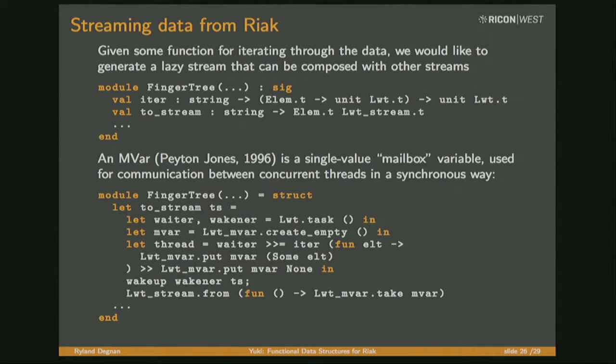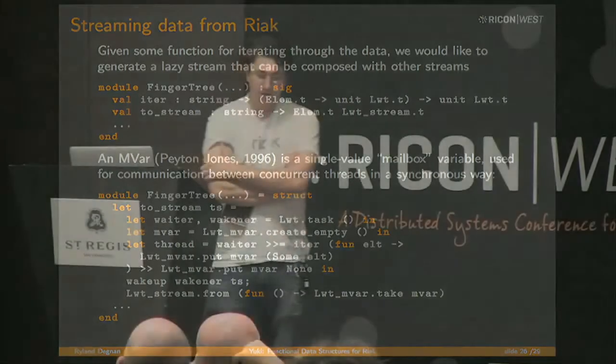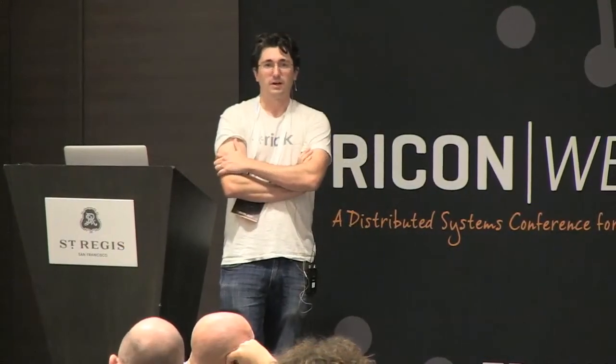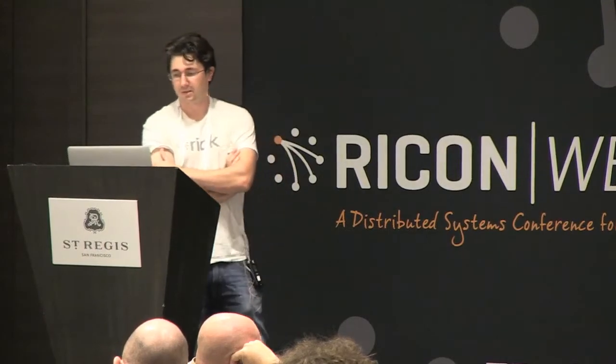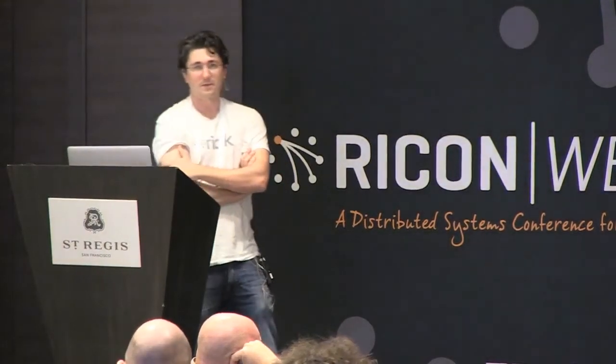And the way we do this is using mvars, which is a concept that originated from Haskell, a single message mailbox variable that's used for communications between threads. An mvar is essentially a mailbox where you can put a message in. Further puts will block until that message is removed, and another thread can consume the message, and a consume will block if the mailbox is empty.